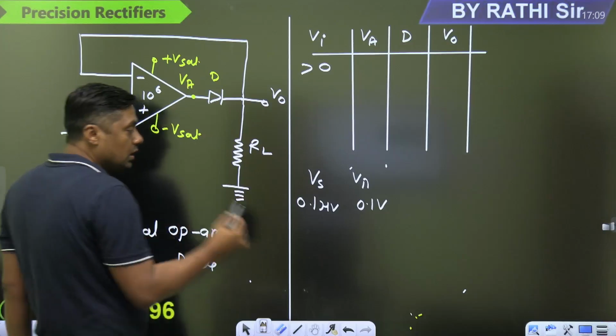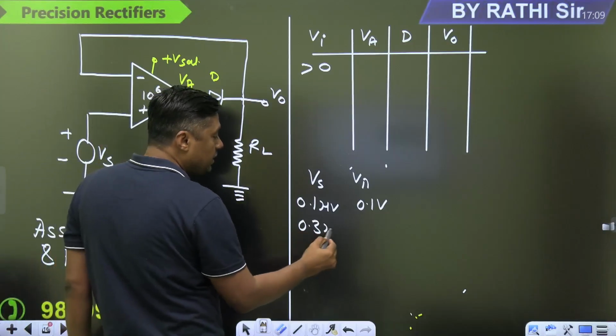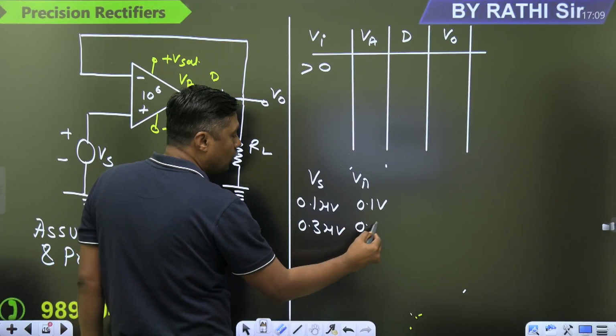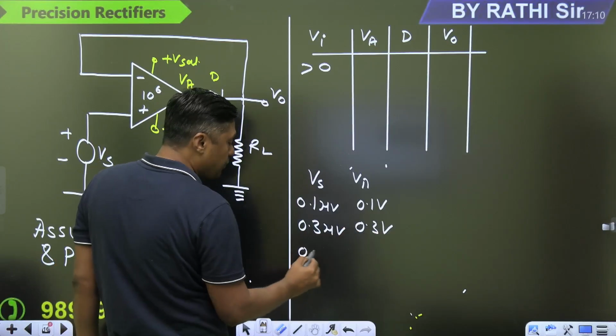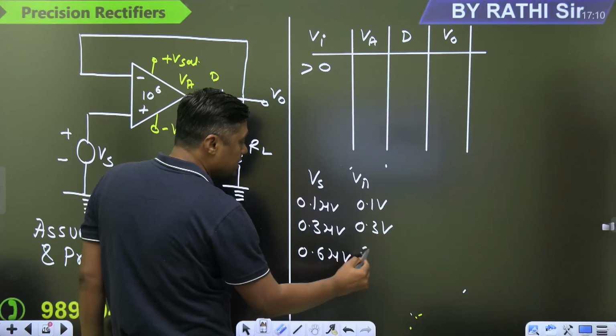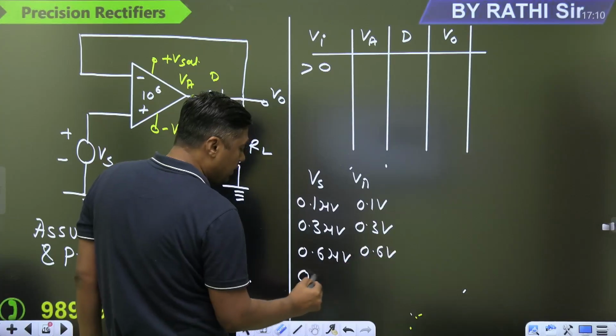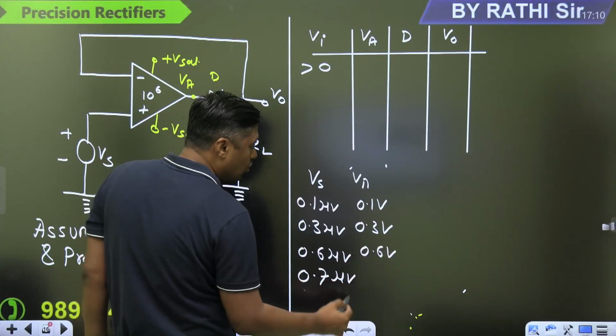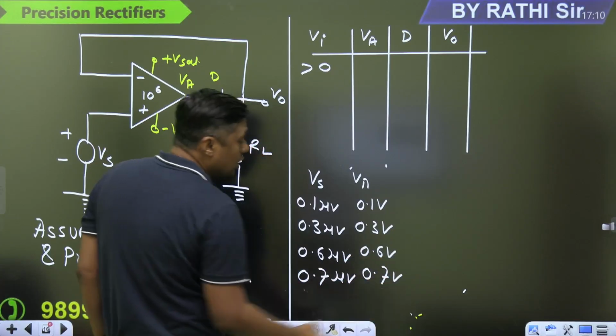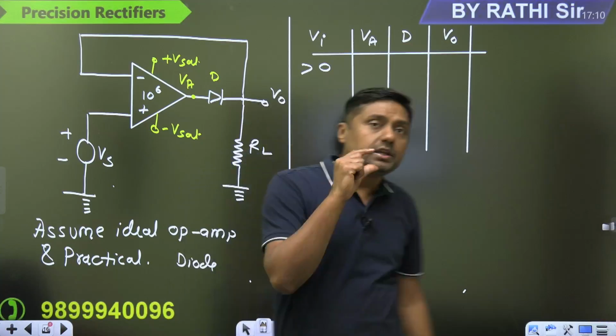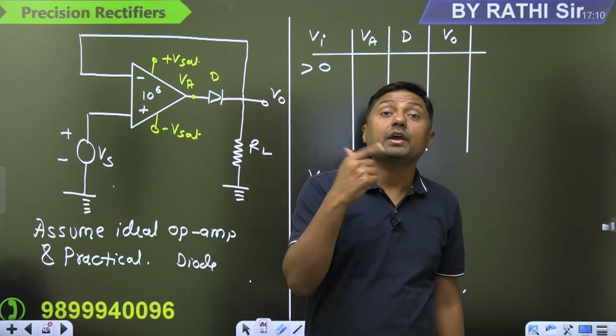0.7 volt. Then we are increasing up to 0.3 microvolt. It will become 0.3 volt. Then we are increasing 0.6 microvolt. It will become 0.6 volt. And finally, when it becomes 0.7 microvolt, it will become 0.7 volt. So my dear friends, we are increasing the input in the range of microvolt.